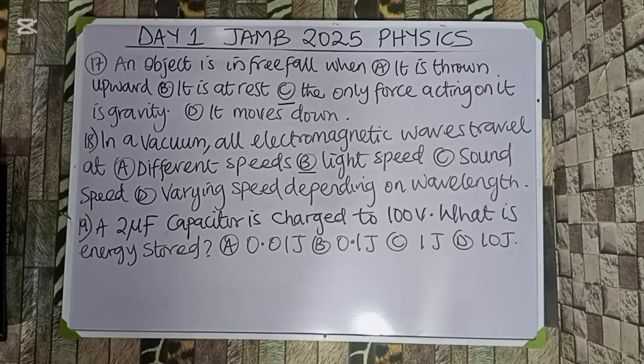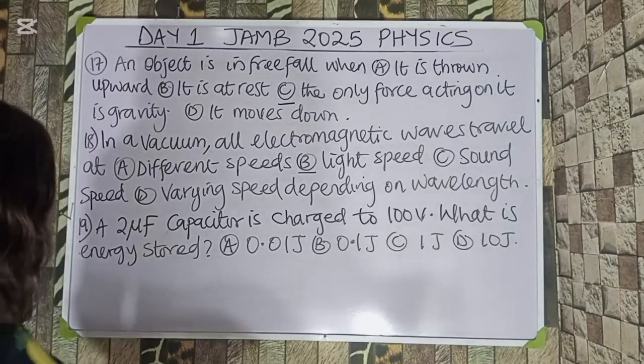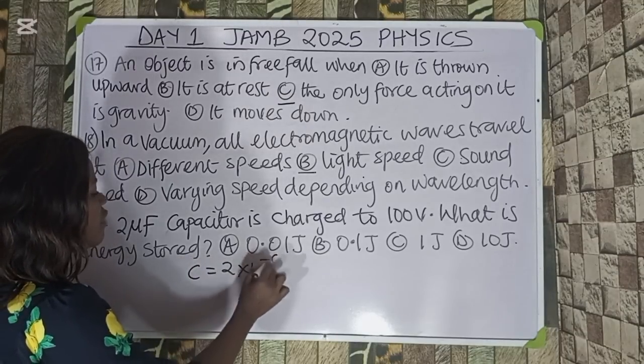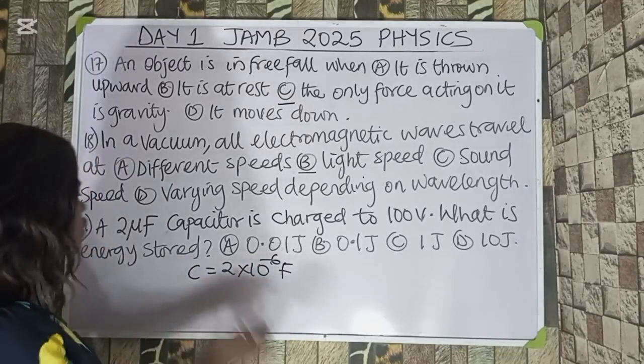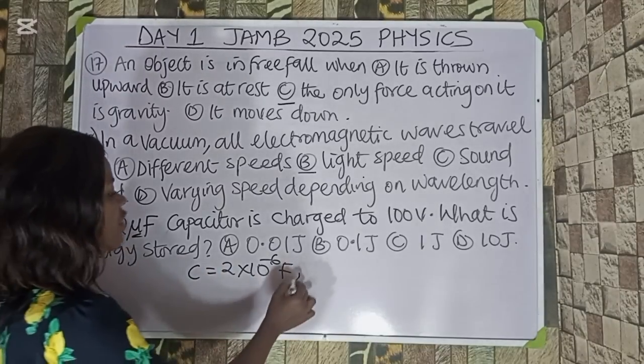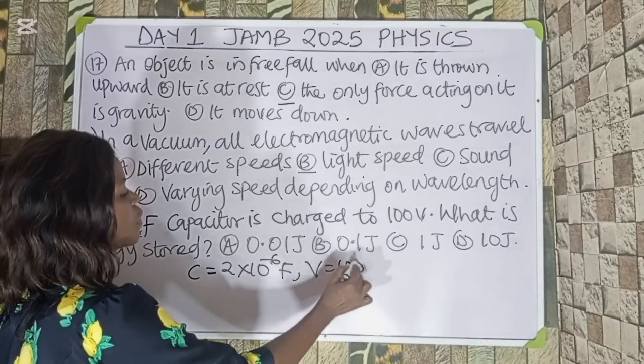Question 19. A 2 microfarad capacitor is charged to 100 volts. What is the energy stored? Option A, 0.01 joules. Option B, 0.1 joules. Option C, 1 joule. Option D, 10 joules. Now we have the capacitance of the capacitor to be 2 times 10 to the power of minus 6 farad, right? You must remove this micro by replacing it with minus 6. And we have the PD to be 100 volts.